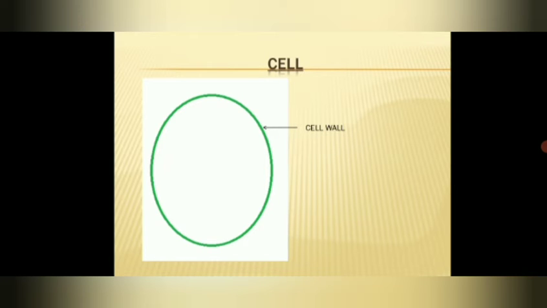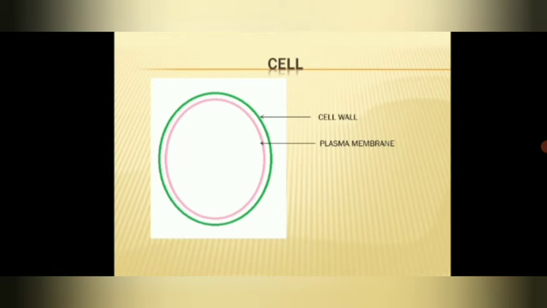So let's go a little inside this cell wall. Inside the cell wall we can see plasma membrane. Plasma membrane is a selectively permeable membrane which allows certain substances to move in and out of the cell. Right? This is present in both plant cell and animal cell.